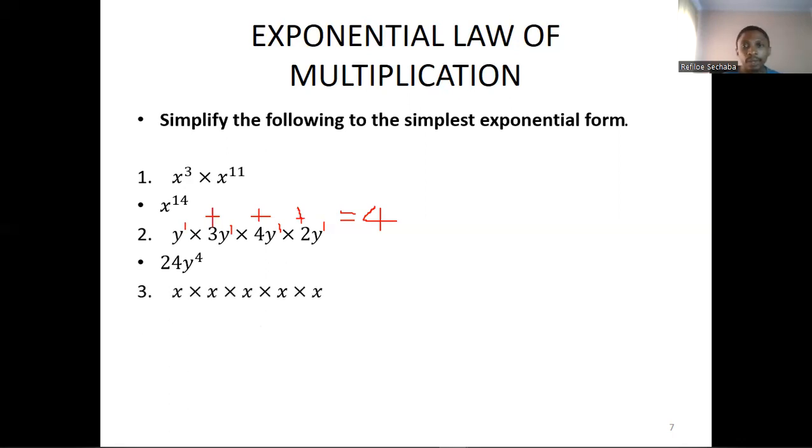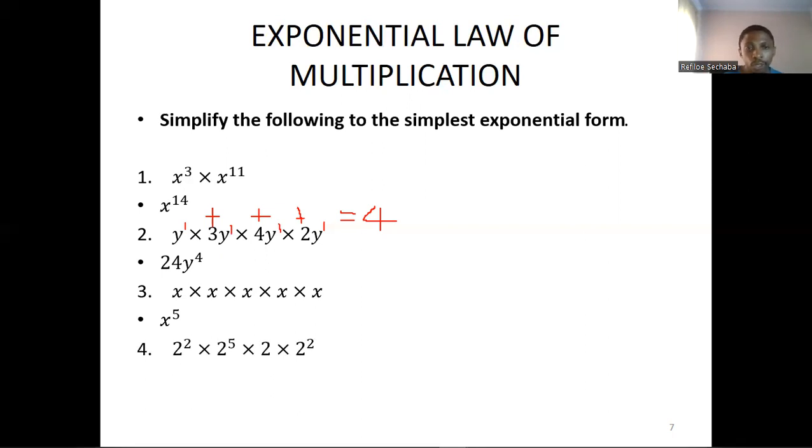Simplify that. What is the answer? Note that you're multiplying the same base, which is x, x, x, x, x, all right? And the exponent of each of those bases is 1. So let's see, what will be your answer? It will be x to the exponent of 5.